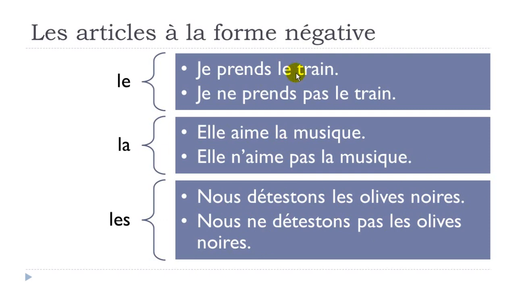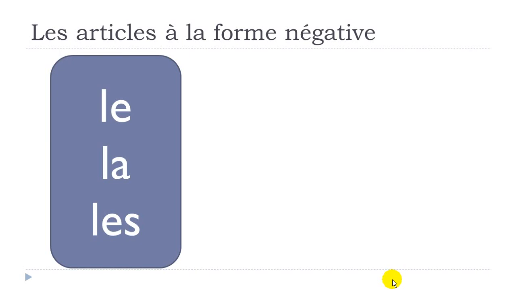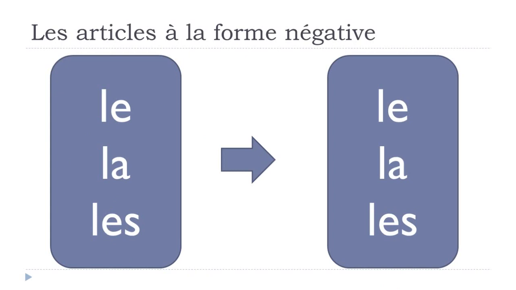Alright, so the rule is quite simple. If you've got in your structures le, la, or les, and you want to have this structure at the negative form, then they will stay exactly the same. They won't change.